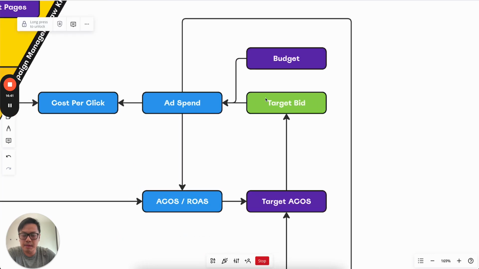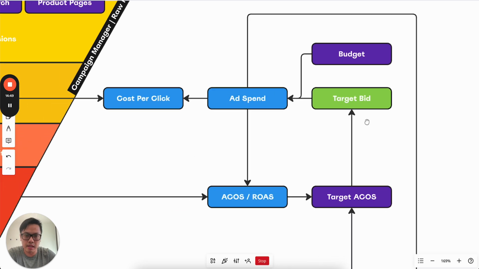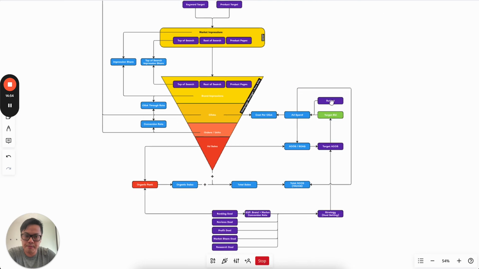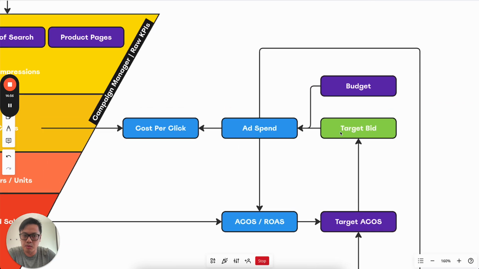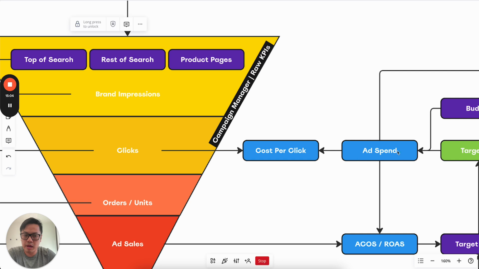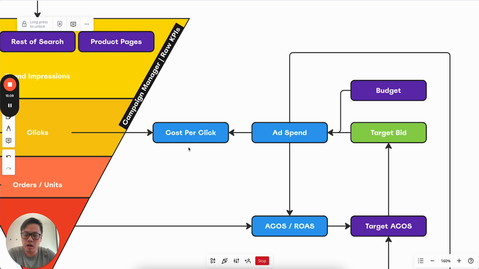So it's the maximum bid that you're willing to pay in order to achieve this target ACoS is the idea behind it. And then when you do that, this green thing is the automation side. So when you set target ACoS, the target bids will adjust accordingly, and then it will affect your ad spend. Because now, if you remember how ad spend is calculated, it's calculated by clicks multiplied by your cost per click. But your cost per click is generated by what you're actually bidding. So between these two, they're going to affect the ad spend.